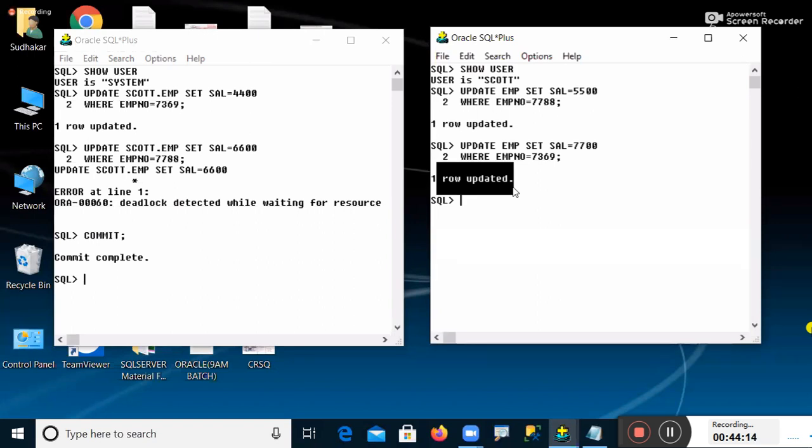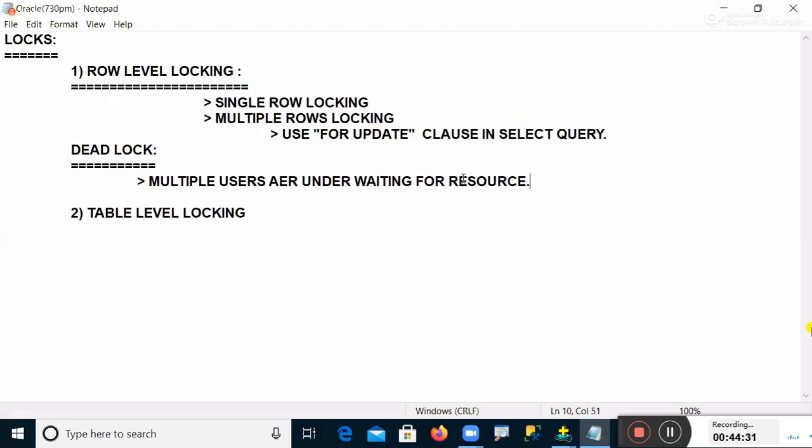That means both users are in a waiting position. To release the lock, any one user should commit, and then only the other user can be released. Otherwise, both users remain in the same waiting position. This kind of situation is called a deadlock situation. Okay, right.